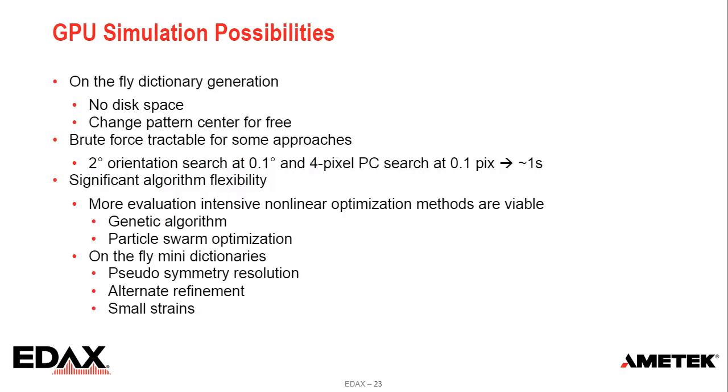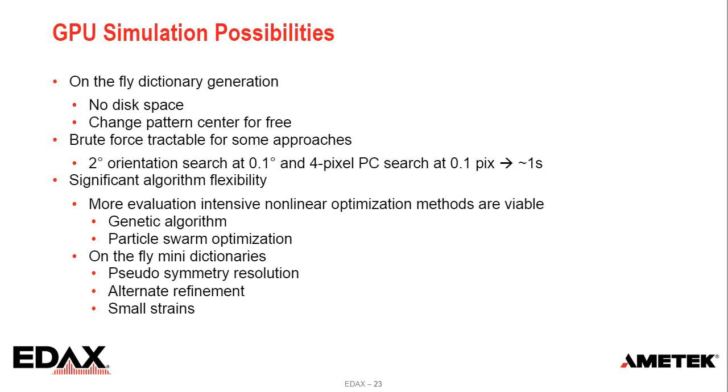And that faster pattern simulation gives you a lot of flexibility with algorithms in general. It makes some things that were not tractable as a brute force feasible. For example, that hour to do a 2-degree and 4-pixel window search for pattern center, you could brute force that in a second instead of an hour.